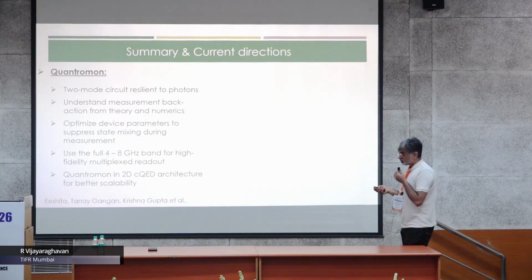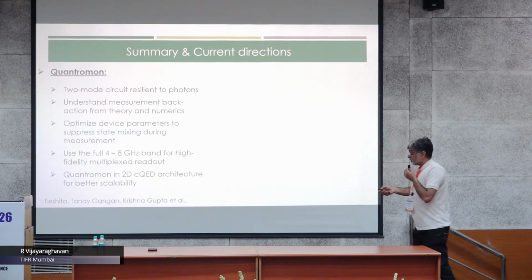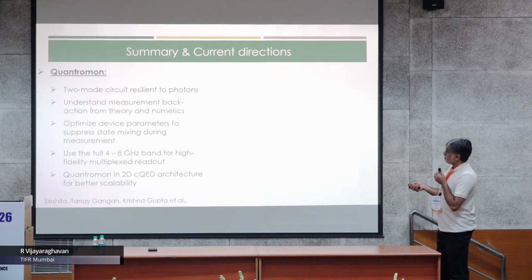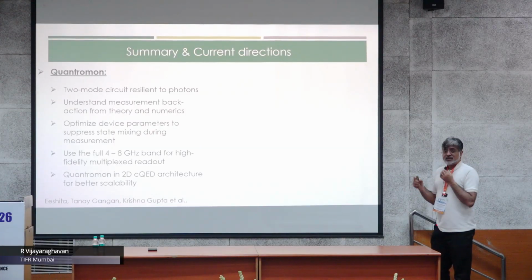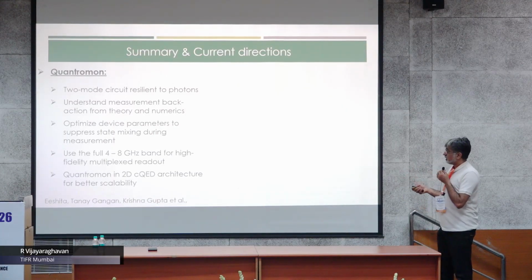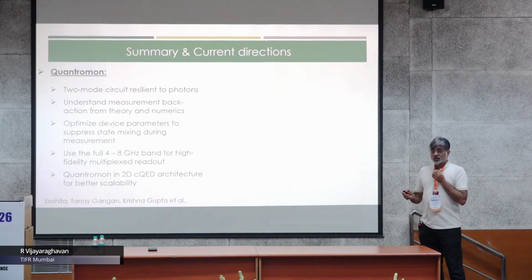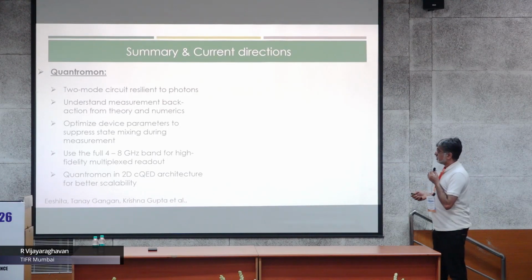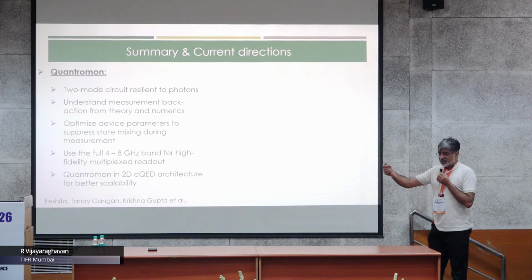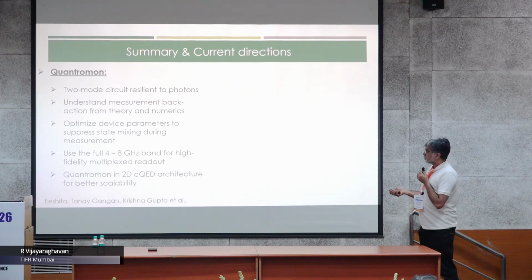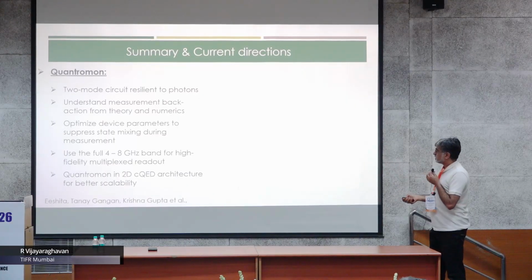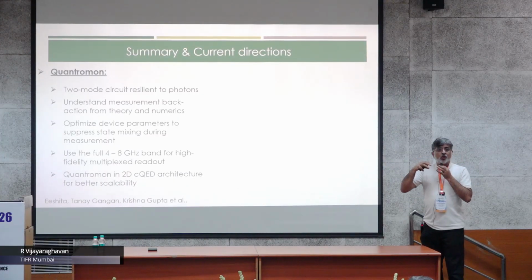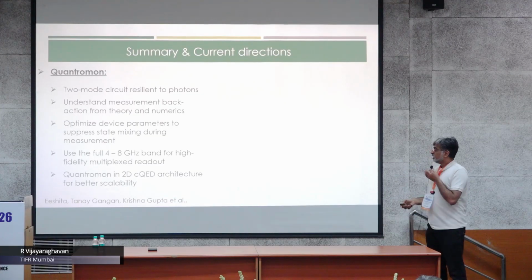And that basically brings me to the last slide, to summarize what we are doing and where we are going with this. So this quantrumon is a two-mode circuit which is orthogonal and it's resilient to photons. And now we want to understand this system in a lot of detail using theory and numerics to figure out what is the correct parameter range where you can suppress these effects and get the best results possible. What are the limitations? We also want to use the fact that you can change the readout cavity frequency without affecting the performance to utilize the full measurement band, which can reduce the requirements of wiring in a multi-qubit system, and then ultimately integrating this into a more compact 2D circuit QED where everything is on chip for scalability.